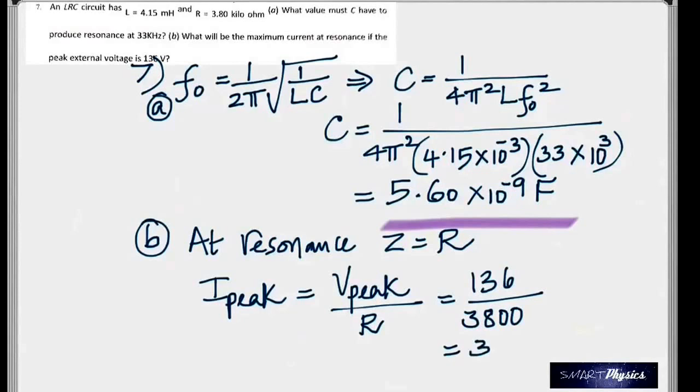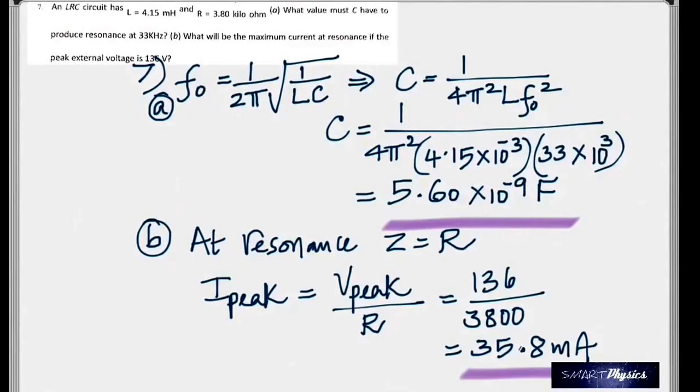If you use the peak value for voltage, you get the peak value for current, naturally. What is given is the peak value for voltage. So you get 35.8 milliampere. Okay, so that is question 7. Can't get easier than this.